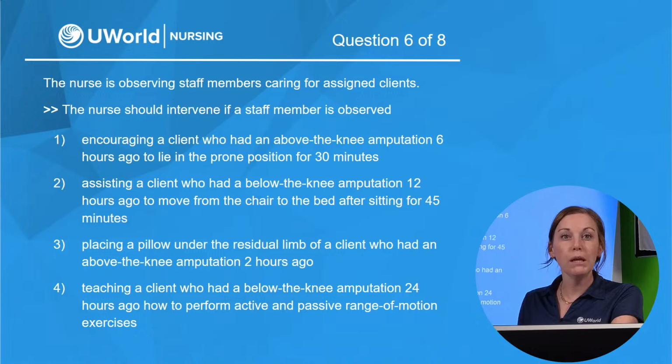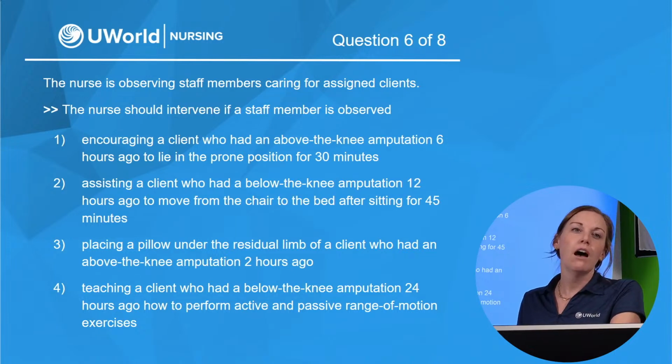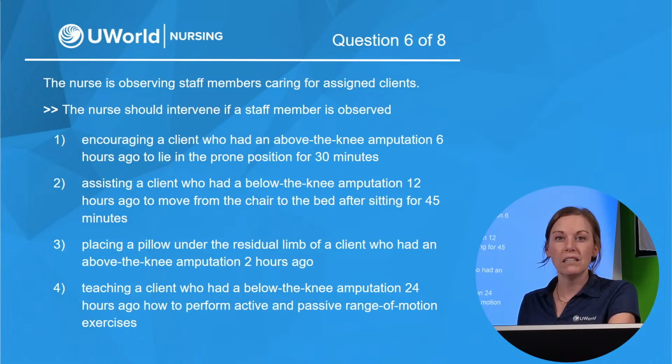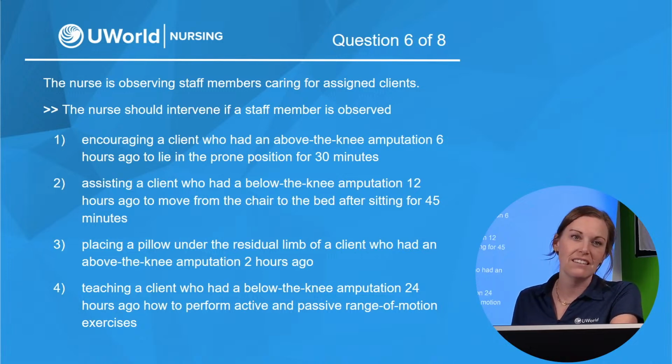Option 3, placing a pillow under the residual limb of a client who had an above-the-knee amputation 2 hours ago. Option 4, teaching a client who had a below-the-knee amputation 24 hours ago how to perform active and passive range of motion exercises.